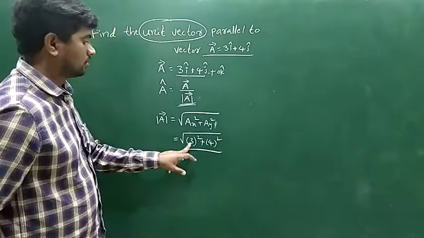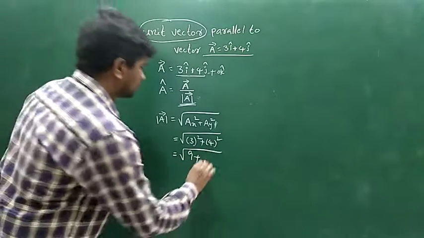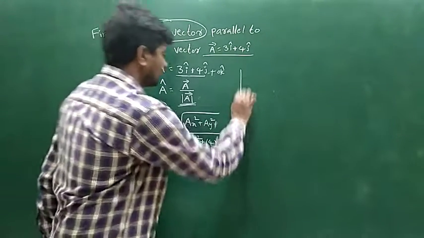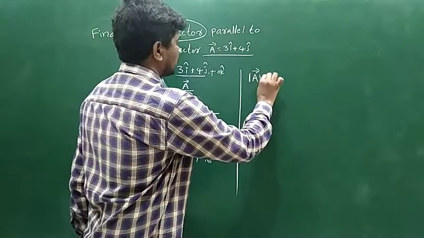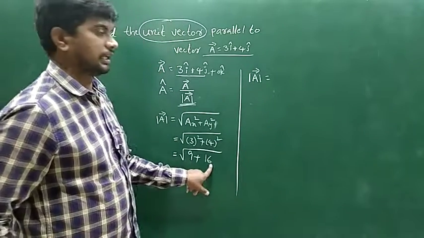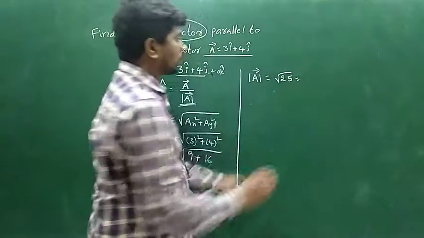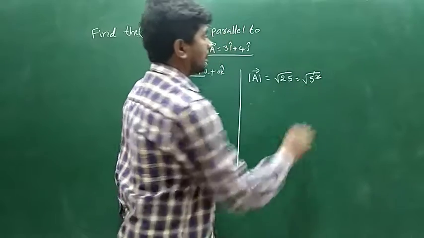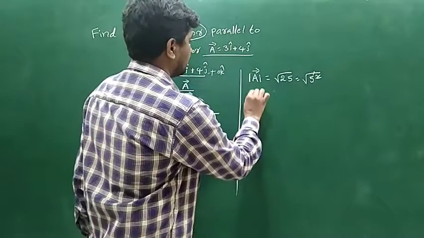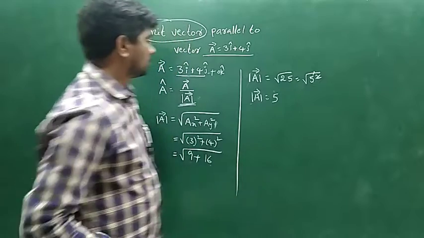Under root of 3 square equals 9. Next, 4 square is equal to 16. Therefore, magnitude of a bar equals under root of 9 plus 16, root 25. Root 25 means 5 square. The square root cancels, equals 5. Therefore, the magnitude of a bar equal to 5.